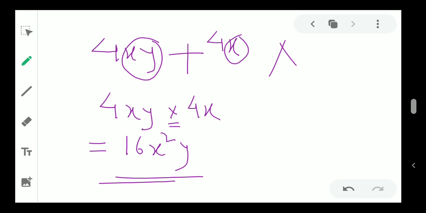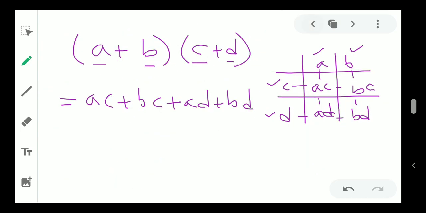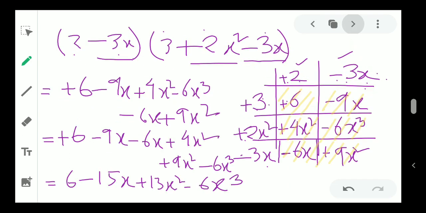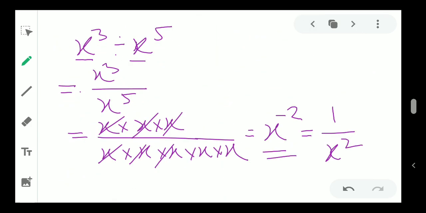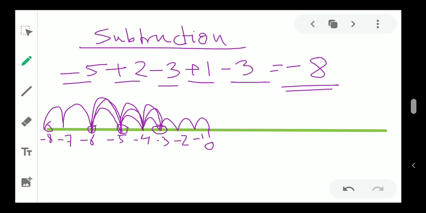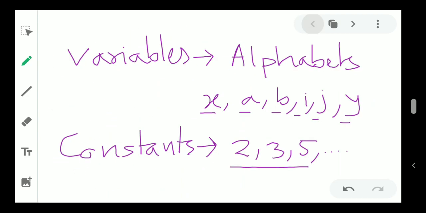Okay, for simplification you must remove the brackets first, which I have already told you. And use your BODMAS rule in this case. For multiplication, use your rectangular method so that it will be easier. For addition and subtraction, you can use the jump method. And that's it for the algebra class.